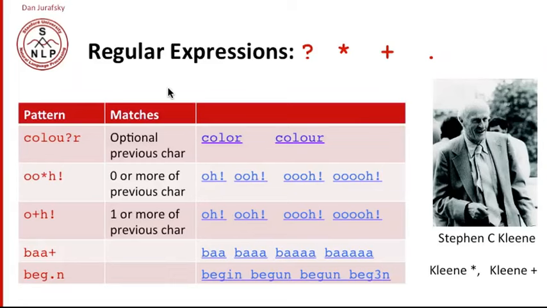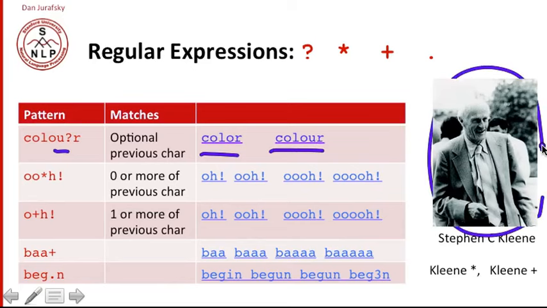Finally, there's sets of special characters that are very important in regular expressions. The question mark means that the previous character is optional, so the question mark after this U here will match the word color with or without the U, without the U, with the U. Then there are the two Kleene operators named for Stephen Kleene. Kleene star matches 0 or more of the previous character. So here's the star.